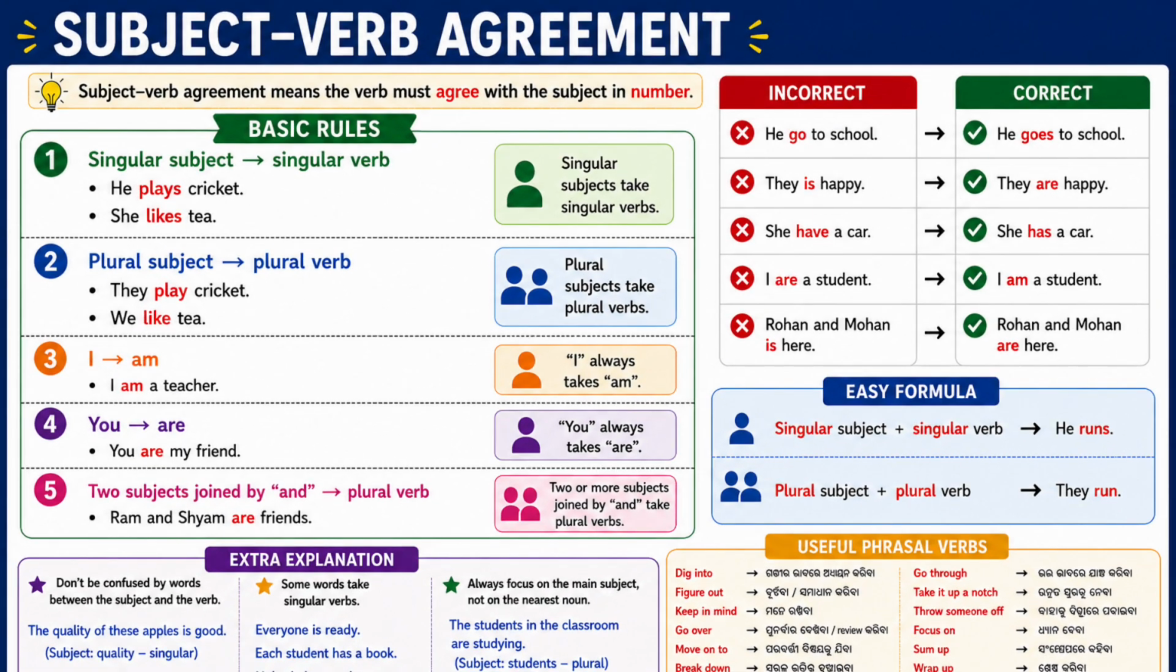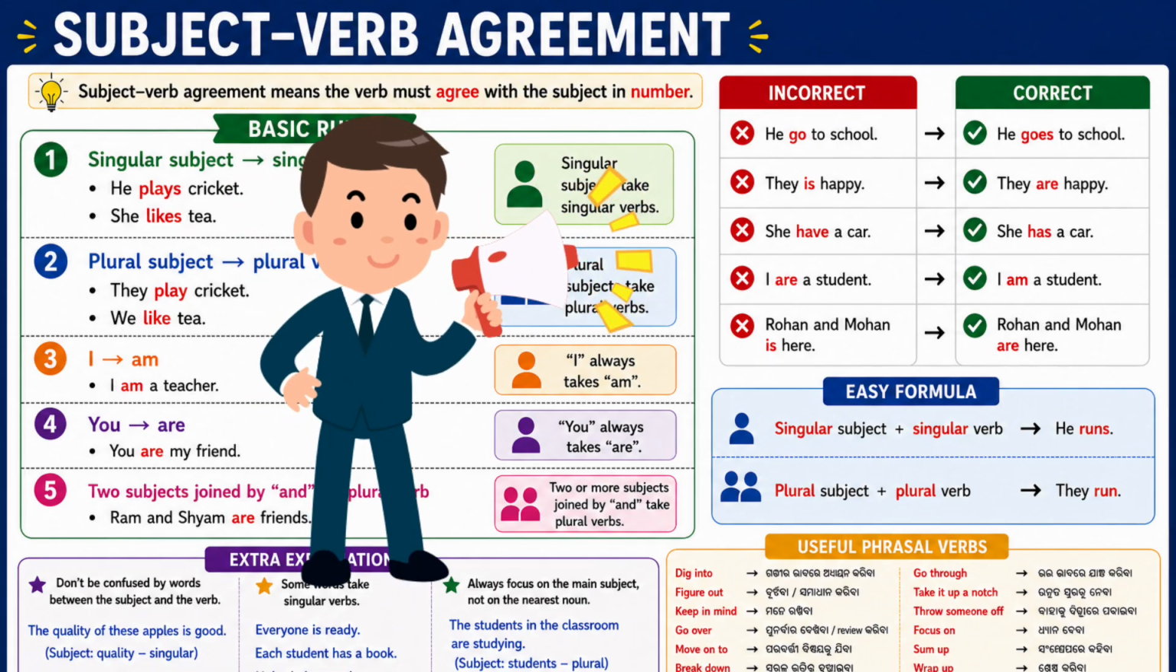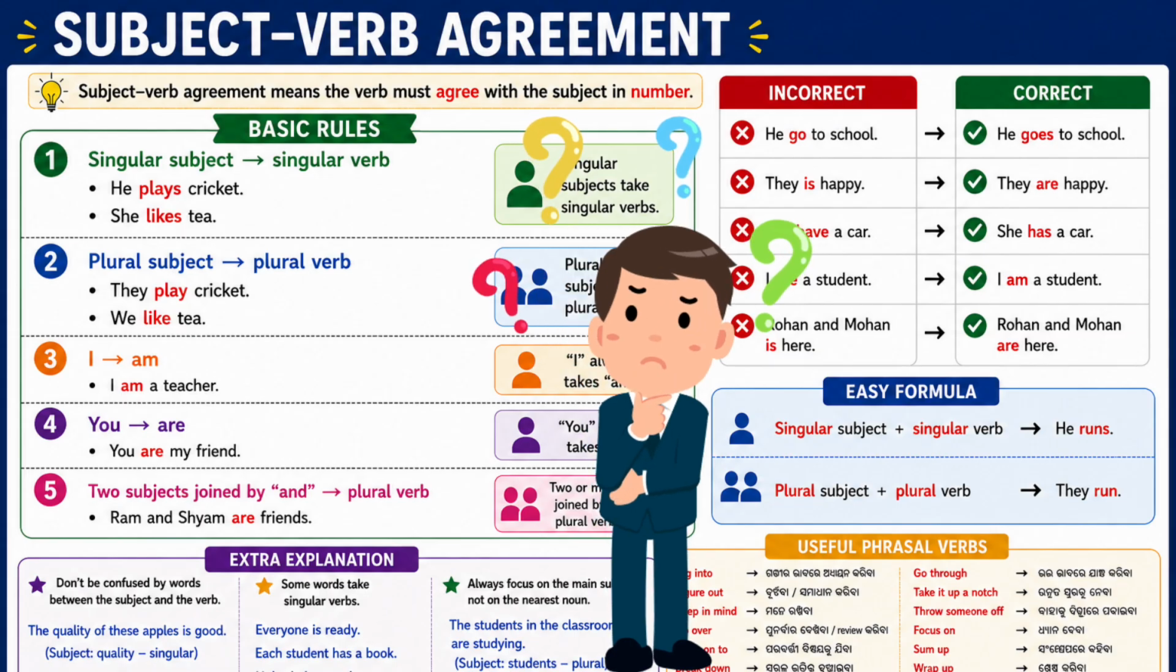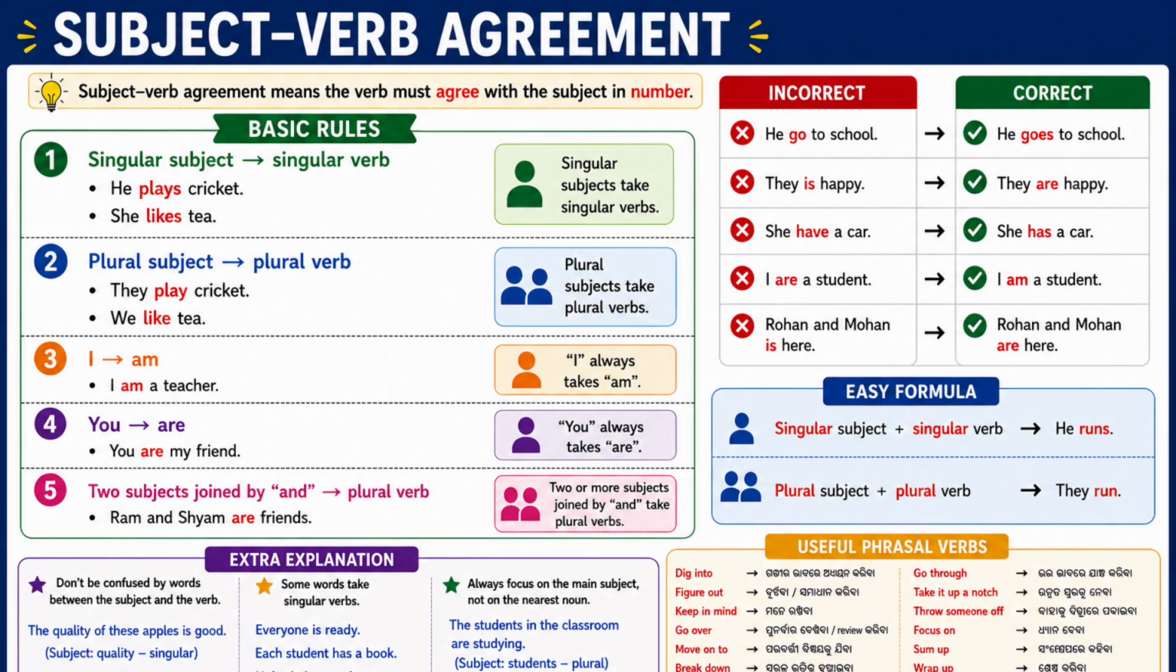An important extra rule. Now let's take it up a notch. Sometimes words come between the subject and the verb. Don't let those extra words throw you off. For example, the quality of these apples is good. Can you say what is the subject in the sentence? The subject is quality, not apples. Quality is singular, so we use is.